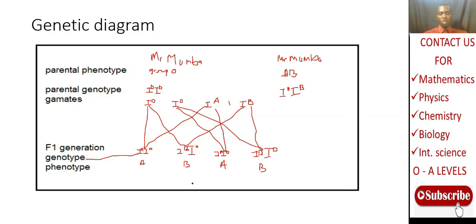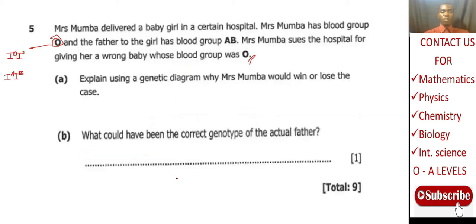This is not possible. Okay, so using this one now, you can even write a comment using crossing the blood type of Mrs. Mumba and Mr. Mumba. It's not possible for them to have a blood group which is O. Therefore, Mrs. Mumba would win this case, because she was very sure it's not possible to have a blood group O because of the father.